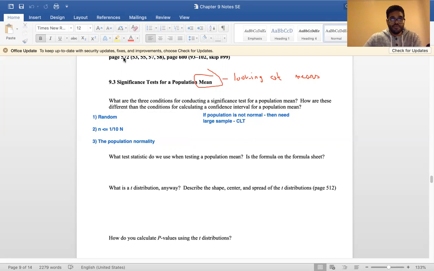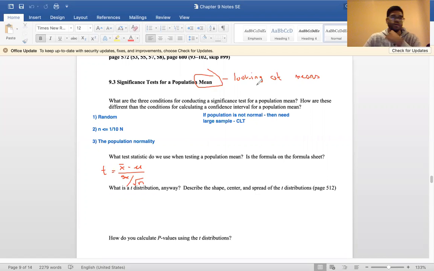So here, the test statistic that we're going to use, again, a reminder, we have statistic minus parameter divided by standard deviation of statistic. And so here we're going to have t, we talked about the t distribution already, is equal to x bar minus mu. So statistic minus parameter divided by standard deviation of statistic, which is sx over the square root of n.